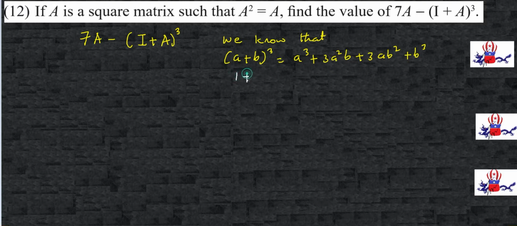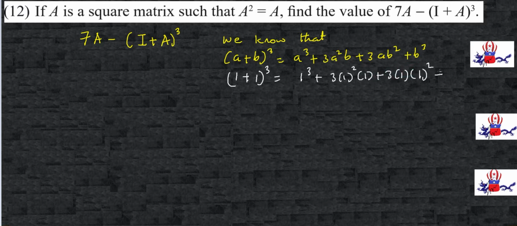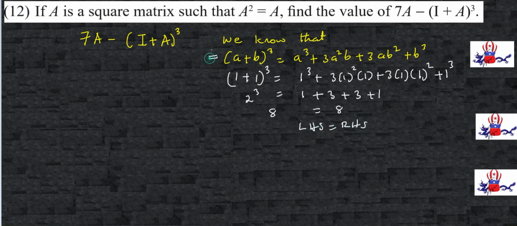If I were to take A as 1 and B as 1, raise to the power 3 and substitute the value of 1, now clearly we would get an equation of this form. Expanding and simplifying the right-hand side, we would get 1 + 3 + 3 + 1, which is equal to 8. On the left side, it's 2 raised to the power 3, which is also 8. So the left-hand side is equal to the right-hand side. This is a very good formula that you all should know.